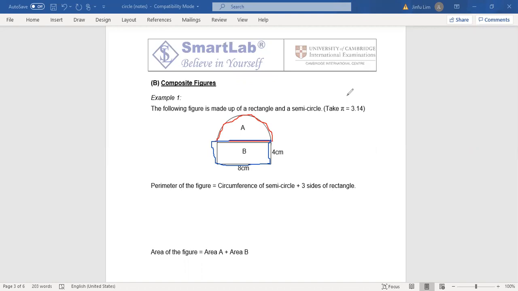Perimeter, remember, is talking about the length due to the boundary. So you should not include any line within the shape, inside the shape. So we'll first find the arc length due to this semicircle.